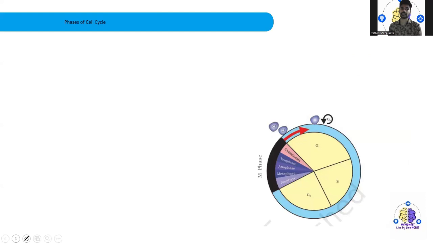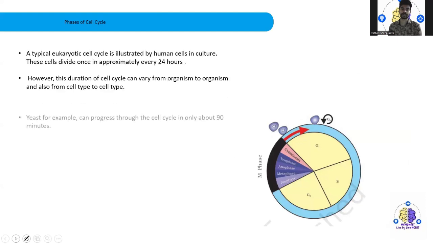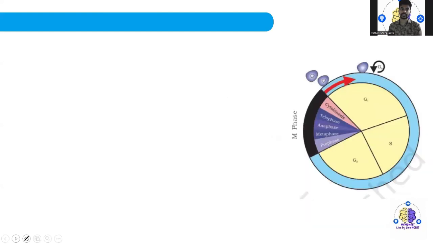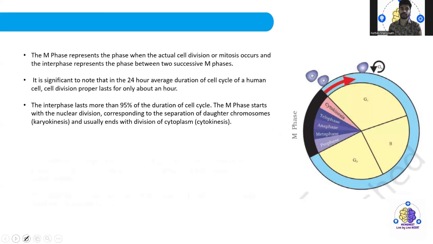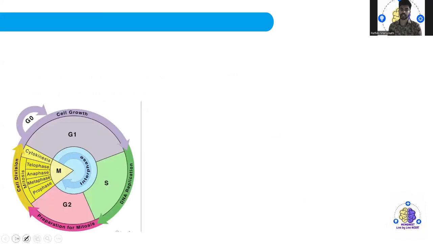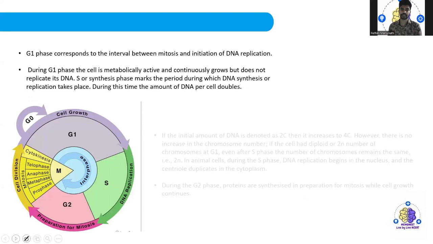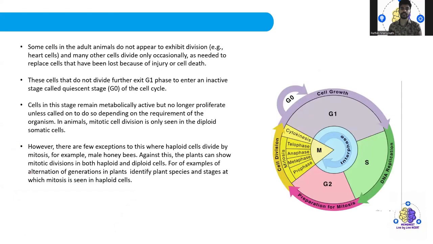Then we also considered the phases of the cell cycle, and what we mean by the M phase, or mitosis phase. Then we went through the G1 phase, the S phase, which is nothing but the synthesis phase, then the G2 phase, the G0 phase, and lastly we also concentrated on the entire M phase, which is nothing but mitosis.